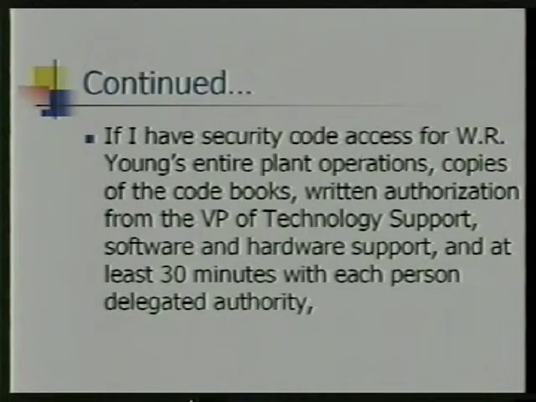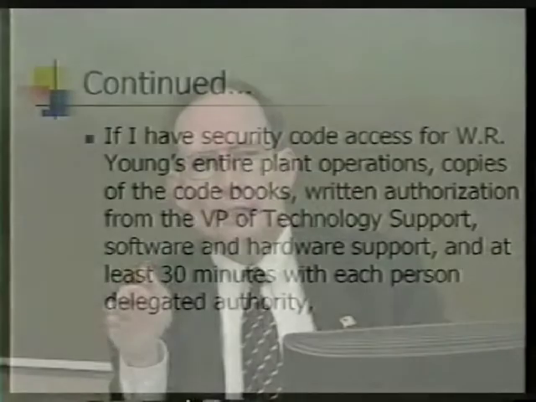Well, let's look at that. If I have security code access for W.R. Young's entire plant operations, copies of the code books, written authorization from the VP of Technology Support, software and hardware support, and at least 30 minutes with each person, delegated authority. All right, so what do we have to have?